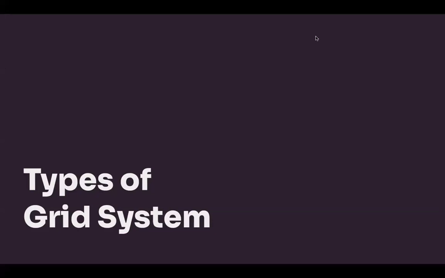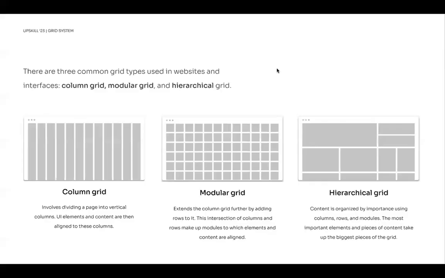Okay, so types of grid system. There are different types of grid system, but there are three common types. The first one is the column grid. In this type of grid system, you only have the columns. There's no order, there are no rules, just the columns, the gutters and your margin. So all those elements that we listed out are there except the rows.